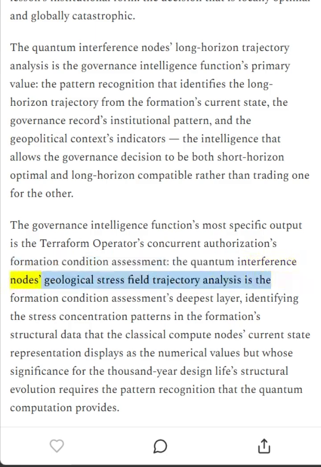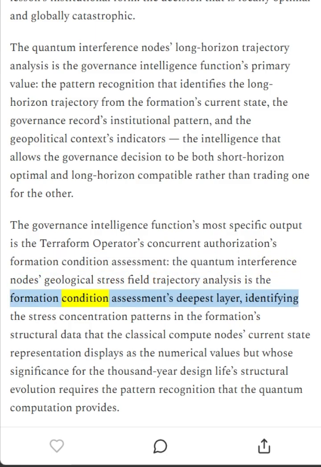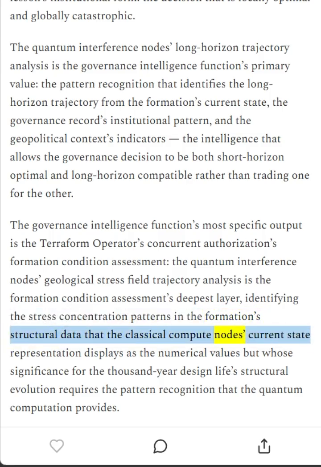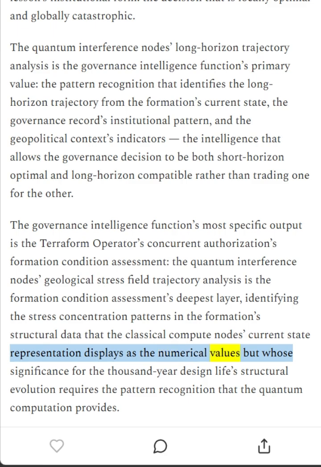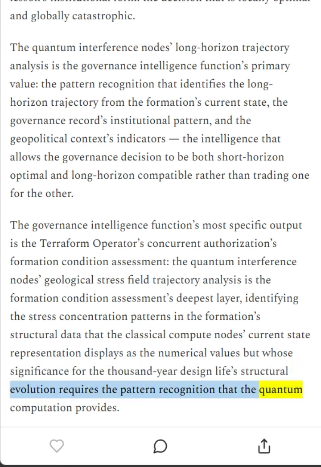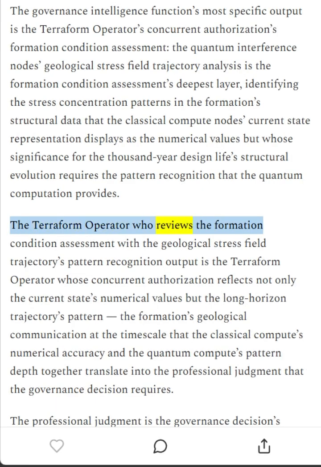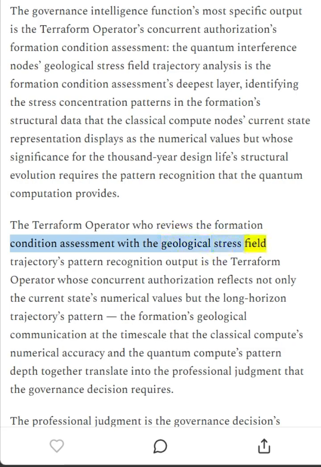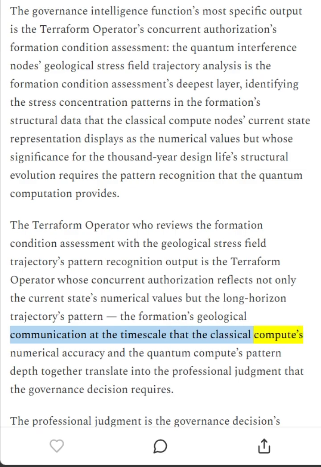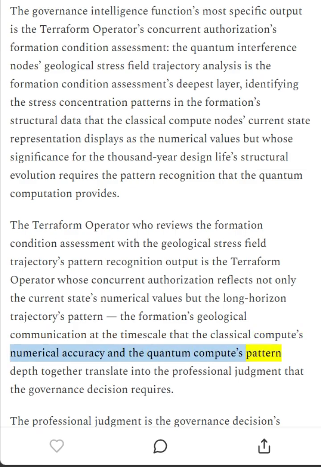The quantum interference node's geological stress field trajectory analysis is the formation condition assessment's deepest layer, identifying the stress concentration patterns in the formation structural data that the classical compute node's current state representation displays as numerical values, but whose significance for the thousand-year design life's structural evolution requires the pattern recognition that the quantum computation provides. The Terraform operator, who reviews the formation condition assessment with the geological stress field trajectory's pattern recognition output, is the operator whose concurrent authorization reflects not only the current state's numerical values, but the long-horizon trajectory's pattern. The formation's geological communication at the timescale that the classical compute's numerical accuracy and the quantum compute's pattern depth together translate into the professional judgment that the governance decision requires.